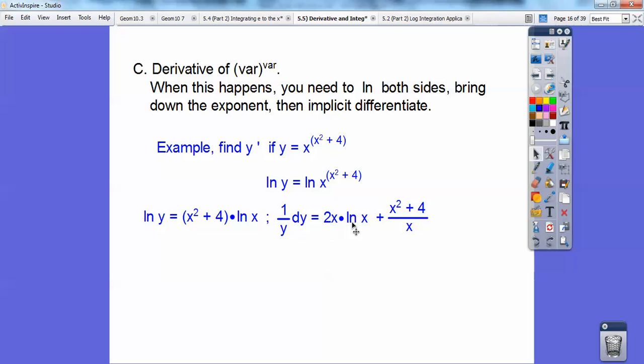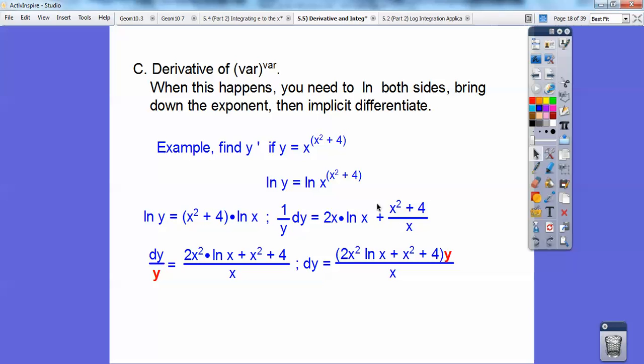Okay, now I'm going to combine like terms with a common denominator right here. So I'm going to multiply this one by x over x. You guys with me? Okay, and so I get that right there, and then I'm going to put this y over here on this side, and so multiply both sides by y, I get to that right there. So there's dy, which is my derivative right there, and then I'm going to substitute this y with my original equation right here, y equals x to the x squared plus 4.